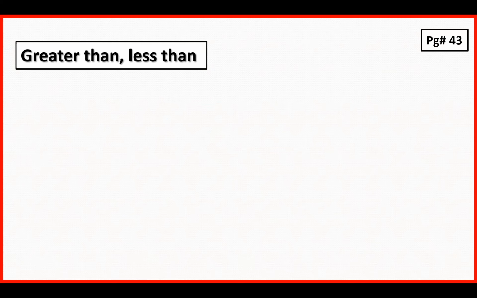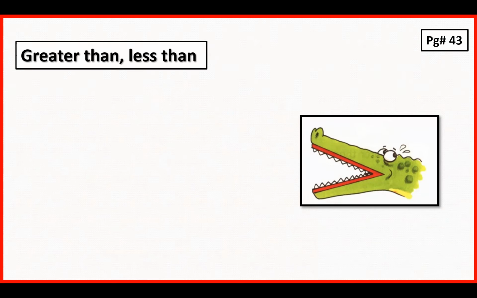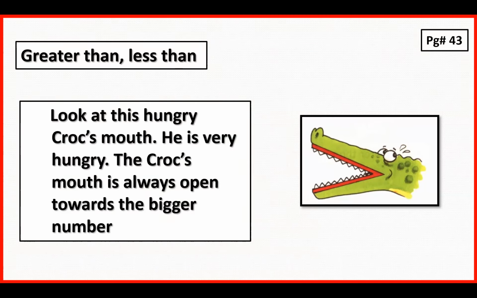Now I'm going to do page number 43, greater than, less than. Look at this hungry croc's mouth. He is very hungry. The croc's mouth always opens towards the bigger number. Look at the numbers on the number line. Which does the hungry croc want? He always wants bigger numbers.